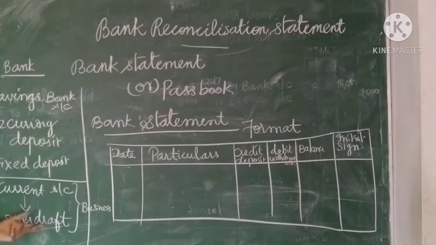Whereas a business concern, in the concern's name, opens the current account so that they can avail the overdraft facility. They are doing business, they want to do lakhs and lakhs of transactions in a day. They can't have lakhs of money, so they are going to borrow the money to meet the business expenses. For that they borrow the money from the bank, that is called overdraft. Let me tell you more clearly about the overdraft.